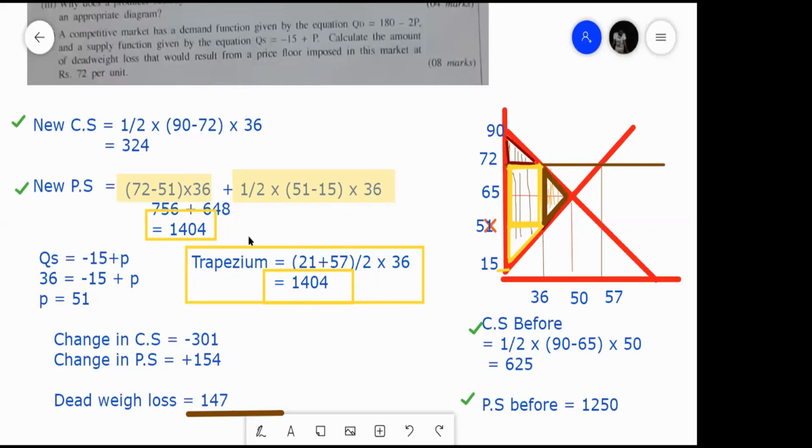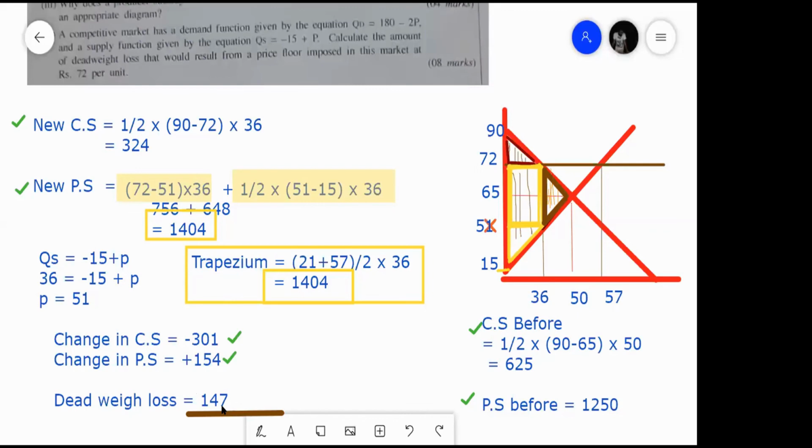Then you have to get the change in consumer surplus. 625 is the before, the new one is 324. So what is the change? It has fallen by 301, right? So the change in producer surplus is this. Yes, you can take economic surplus and get the change also. That's also fine. You get this, then at the end you get the deadweight loss.